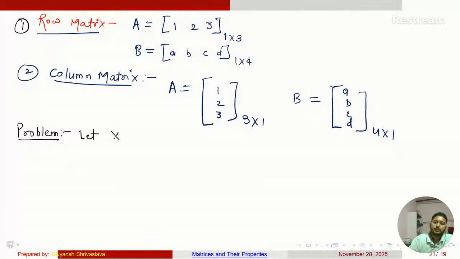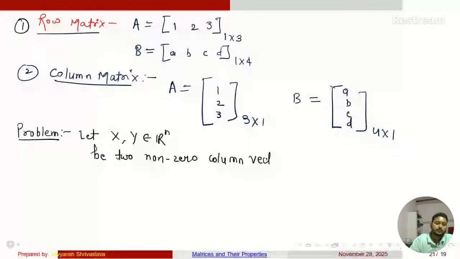The problem is given like this. Let x, y belong to R to the power n be two non-zero vectors, and then what about its transpose? It means the multiplication of these two matrices, x and y transpose.